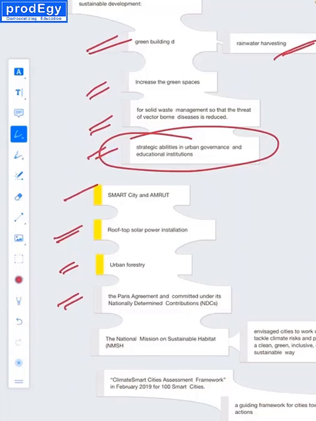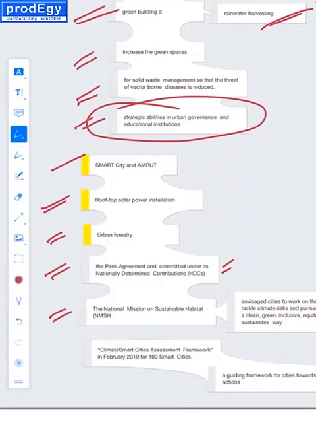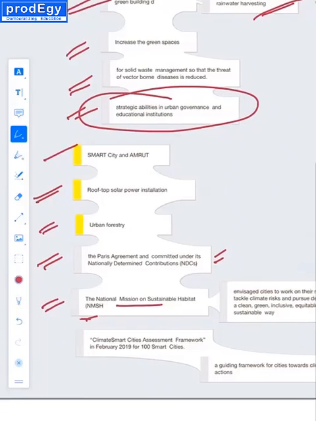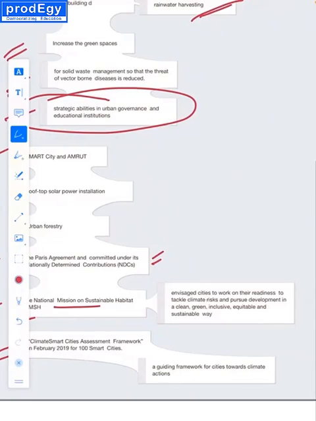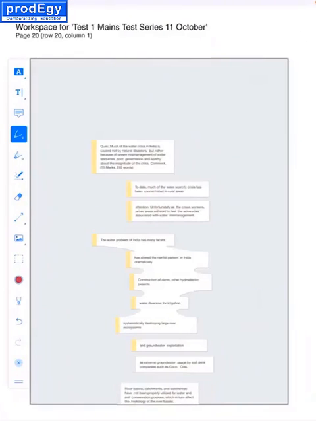Under the Paris Agreement, India has committed its intended nationally determined contributions under the National Action Plan on Climate Change. We have the National Mission on Sustainable Habitat, which focuses on improving our housing so that it is resilient to climate change and contributes less to climate change. India developed a Climate Smart Cities Assessment Framework in February 2019 for smart cities, and it is a guiding framework for cities towards climate action.